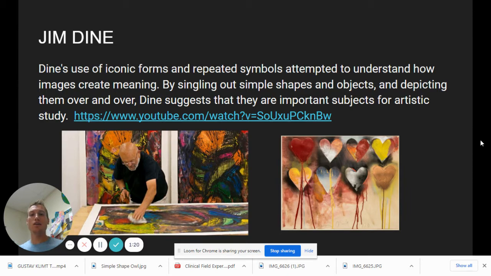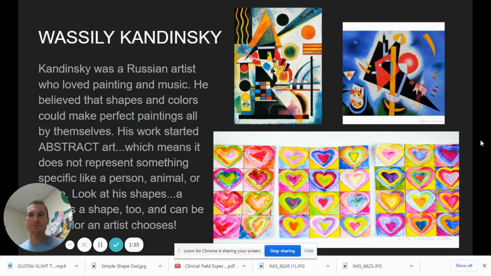But he would single out those simple shapes and objects, depict them over and over, because that's what's important for artistic study, kind of repeating images to have a motif or a theme. And that was his jam, was using hearts.